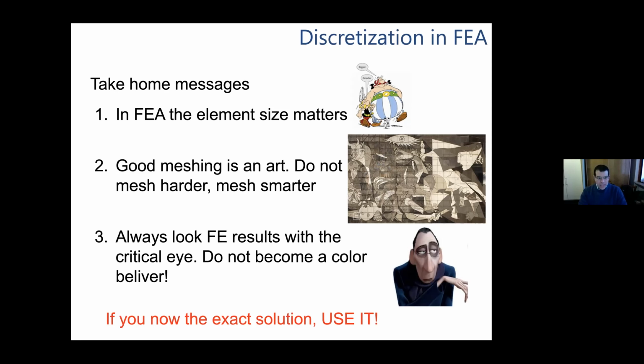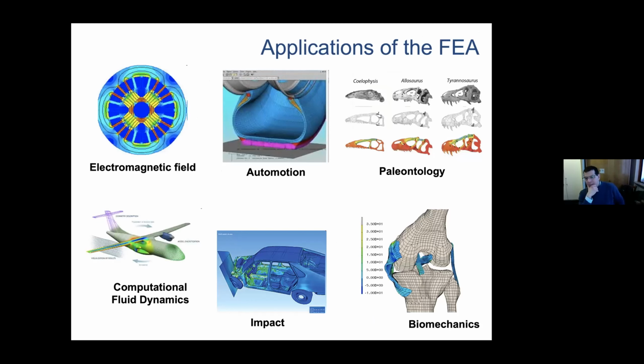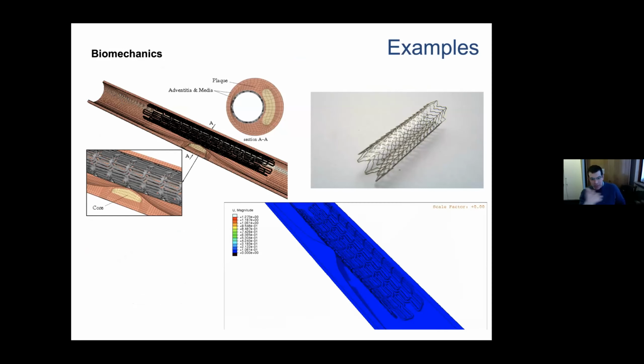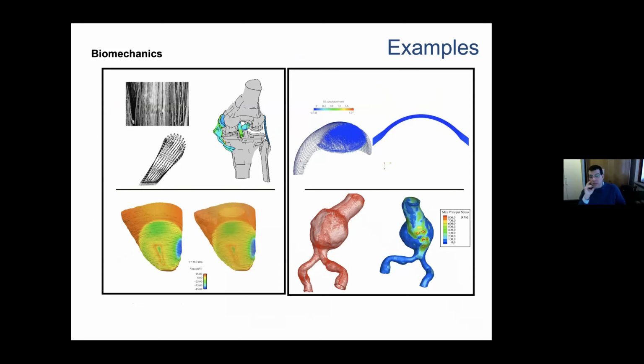Then, as I told you, finite element analysis has found applications pretty much everywhere. We find applications of finite elements in electromagnetism, automotive impact analysis, computational fluid dynamics, biomechanics, paleontology. Finite element analysis is actually used to find how the dinosaurs bit, the forces with which they bit their victims. In biomechanics, we find applications in stenting, in modeling the arteries, which is the example I will show you in a few minutes, but also in eye mechanics, in the study of aneurysms, and electrophysiology, studying the electrical behavior of the heart.